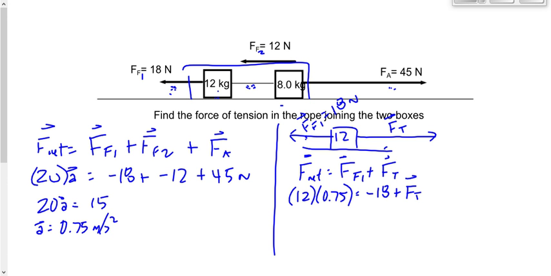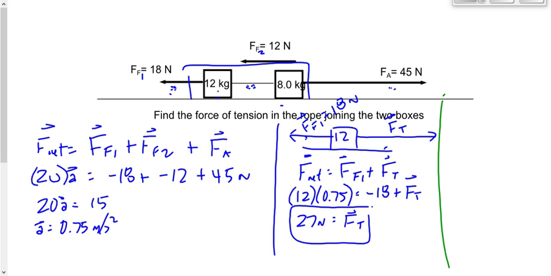12 times 0.75 is 9. 9 plus 18 is 27 newtons. It'd be positive because the 18 goes over by adding, gives me positive 27 newtons. Now, is there a way to get negative 27 newtons when you solve this problem and correctly get negative 27? Sure there is. How would I have gotten that, Isaiah? Yeah, if I had used the other object. Is it legitimate to pick the other object? Of course it is. It doesn't matter which one you pick.